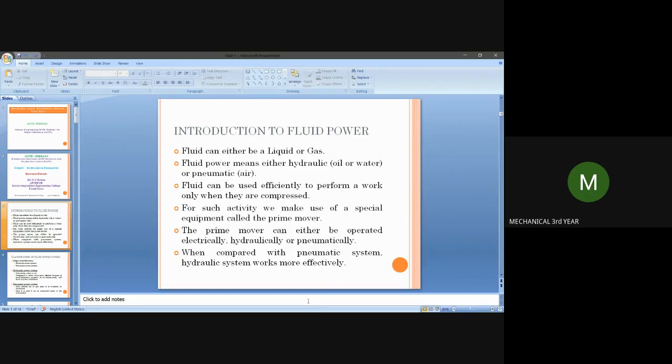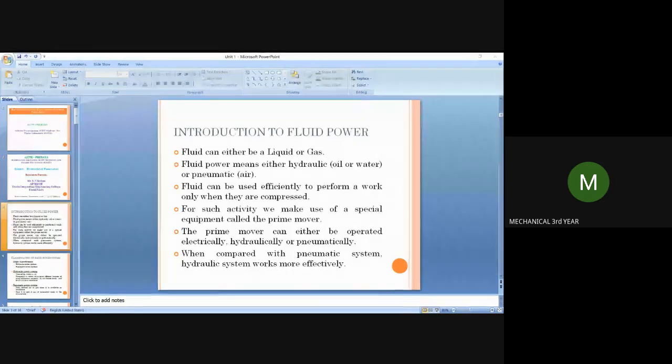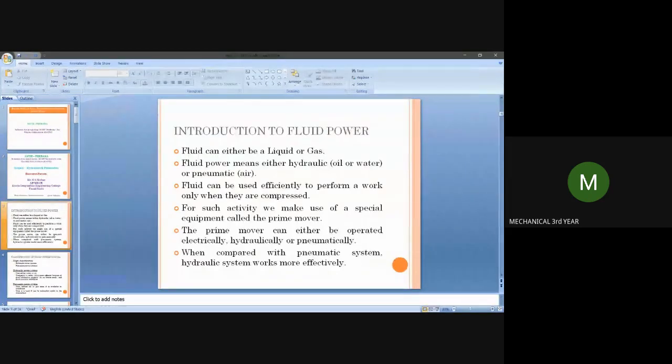For such activity, we have special equipment called the prime mover. Prime mover is nothing but the primary movement of air or liquid. It receives the air from the atmosphere or the liquid from the reservoir and compresses it. The first thing is we have to compress it, so the compression takes place at the prime mover.